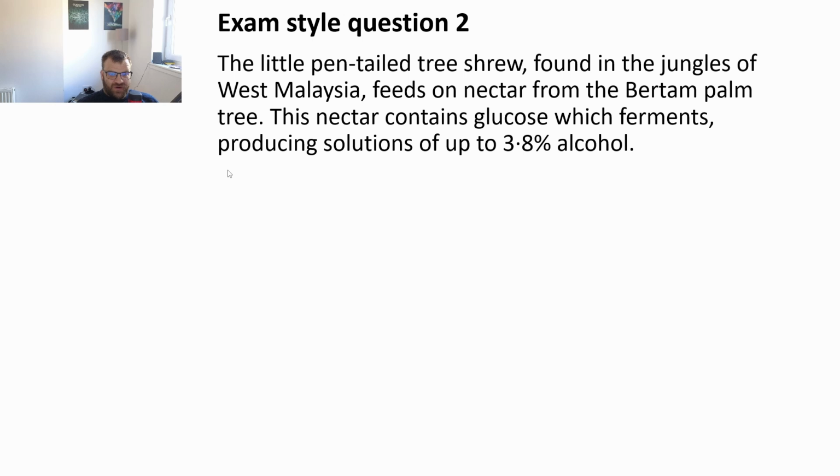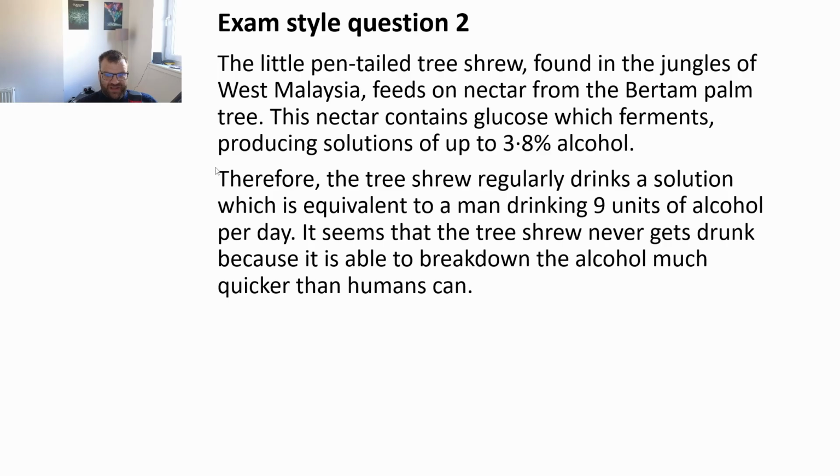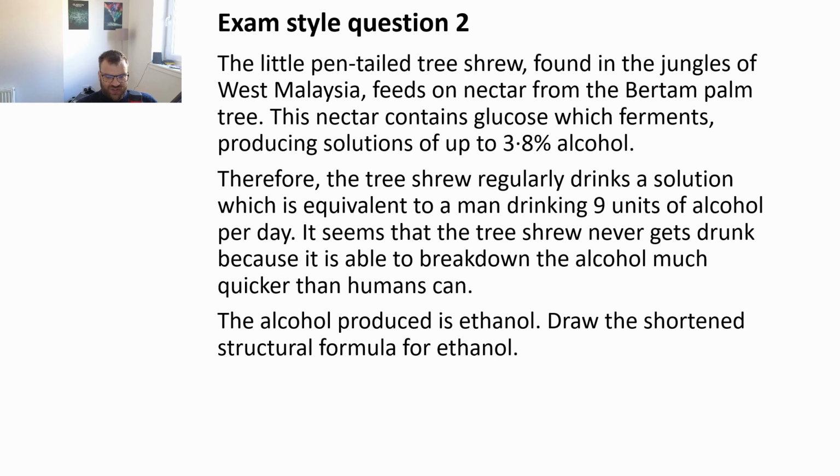Okay, in this one we have got a lot of information in a passage. So they're talking about the pen-tailed tree shrew found in the jungles of West Malaysia. It feeds on nectar from the Bertam palm tree, and the nectar contains glucose, which ferments, producing solutions of up to 3.8% alcohol. Therefore, the tree shrew regularly drinks a solution which is equivalent to a man drinking 9 units of alcohol per day. It seems that the tree shrew never gets drunk because it's able to break down the alcohol much quicker than humans can. The alcohol produced is ethanol. Draw the shortened structural formula for ethanol. I don't think we needed all that beginning bit just for that bit, but maybe we need it for the second part of the question.